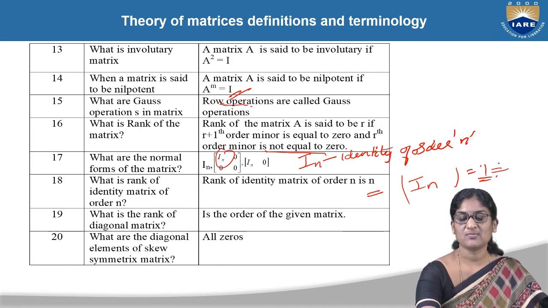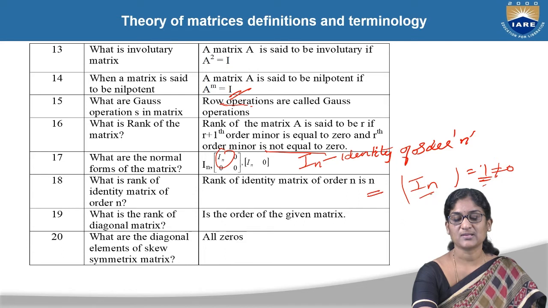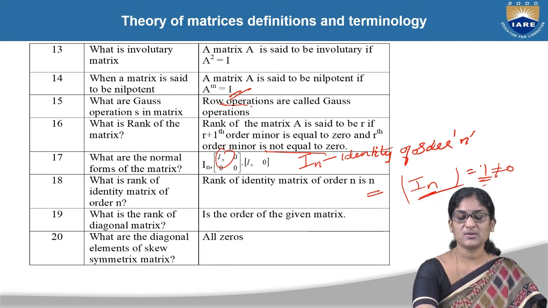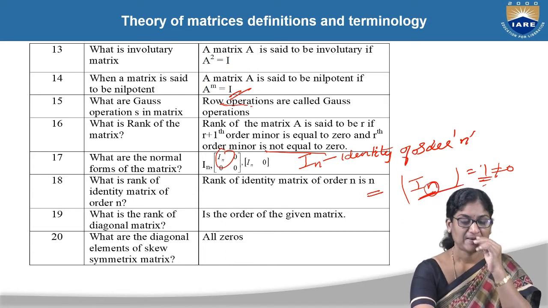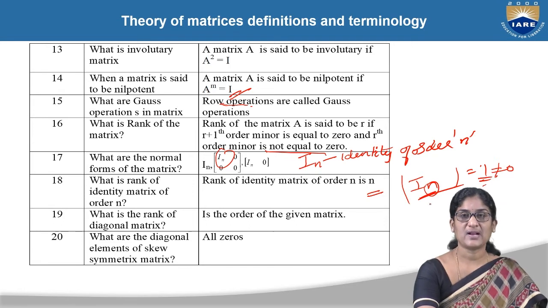Which is not equal to 0, so it is nothing but the order n. Next, what is the rank of a diagonal matrix? It is the order of the given matrix. A diagonal matrix has its order as its rank.